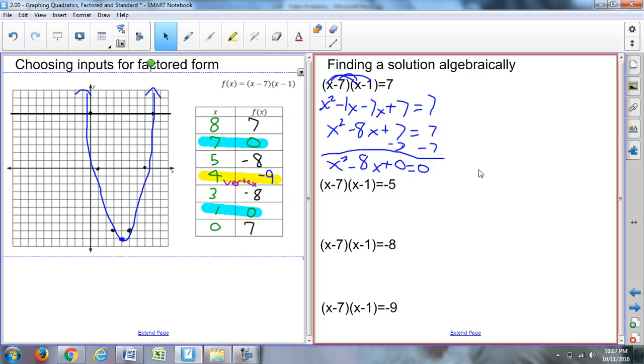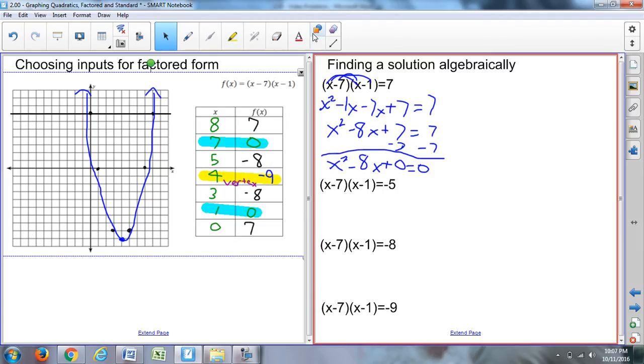The only way you're going to get something to add to 0 is if they're the same number but opposite signs. It would have to be 4 and negative 4, 5 and negative 5, 6 and negative 6, right? Those things would add to 0. But we're trying to multiply to 0, so that means it'd have to be like 2 times 0, 3 times 0, 4 times 0. So one of them has to be 0.